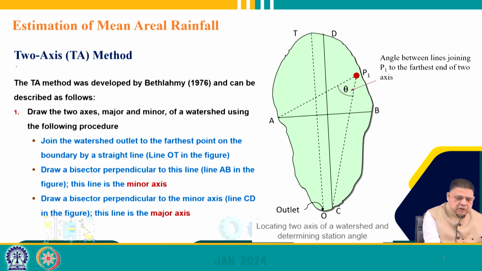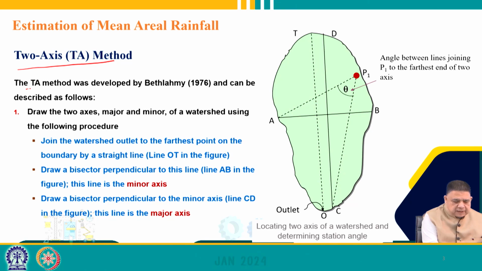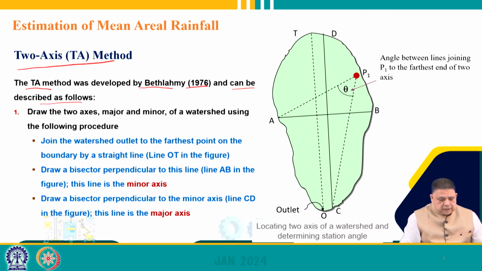Today, we are going to start with the 2 axis method, another way of finding out the mean areal rainfall of the basin. Now, this 2 axis method was developed by Bartholomew in 1976 and it can be described in the following fashion. Basically, in this case we need to have the watershed catchment delineated, and also we should have the outlet identified. This is the basic requirement, that you have to have the delineated area of the watershed with its outlet located, which is typically available data. So, first thing we have to do, because it is a 2 axis method, is draw the 2 axes which are referred to as the major and minor axis of the watershed, and this is the procedure.